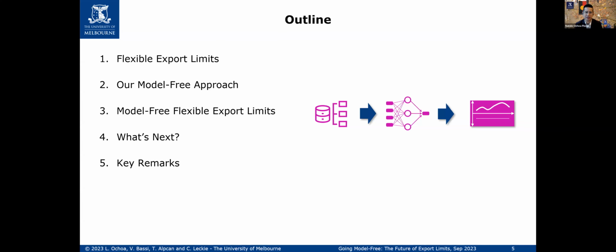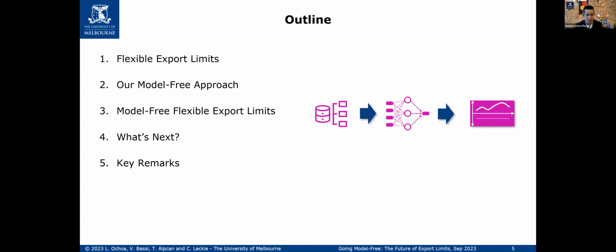And we will show you the capabilities of these machine learning techniques that we're using just with the smart meter data. And what's next is really just highlighting the fact that this is just a building block within a much larger advanced platform that needs to be put together by distribution companies, not just in Australia, but around the world, if they wish to actually enable flexible export limits or operating envelopes in general.